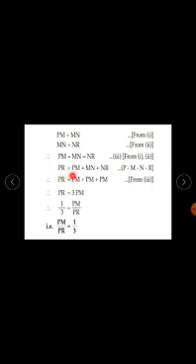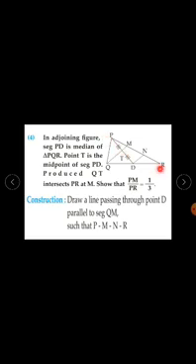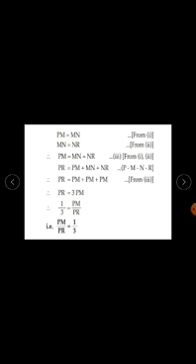But PR is equal to PM plus MN plus NR. Reason is P-M-N-R. So, PR equal to PM plus PM plus PM. For MN and NR we can write PM because PM is equal to MN is equal to NR. Therefore, PR is equal to PM plus PM plus PM from equation 3. Therefore, PR equal to 3 times PM.